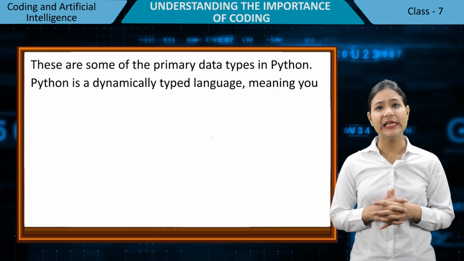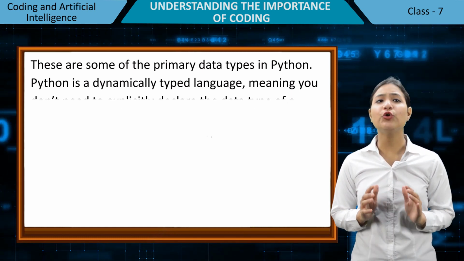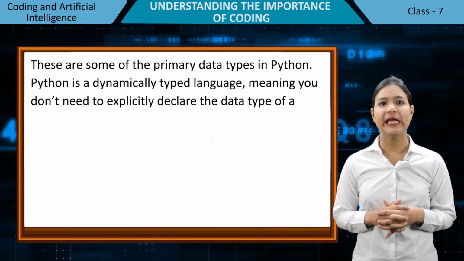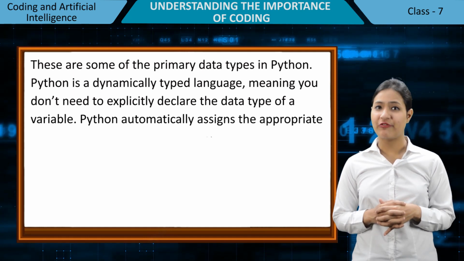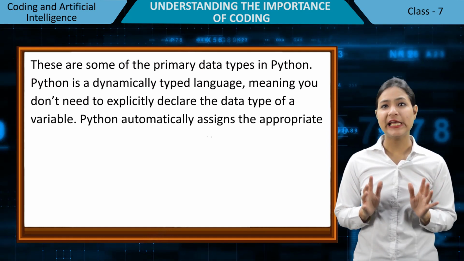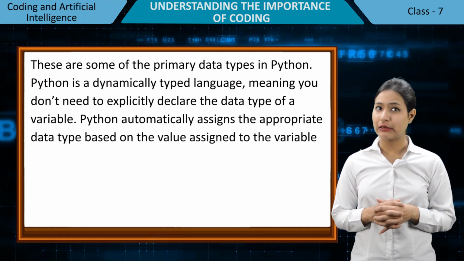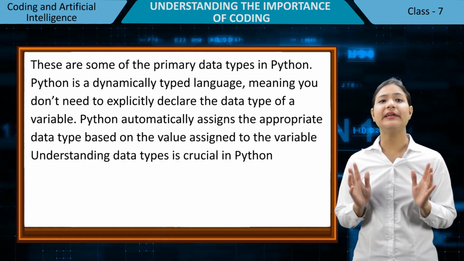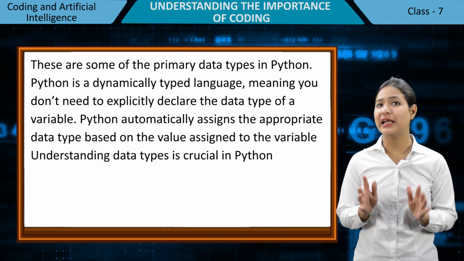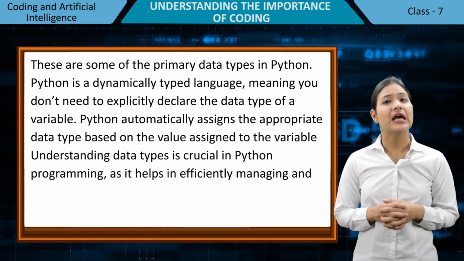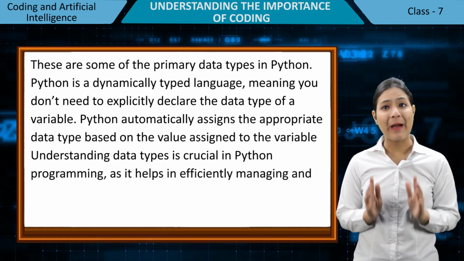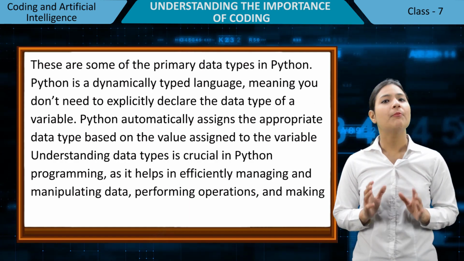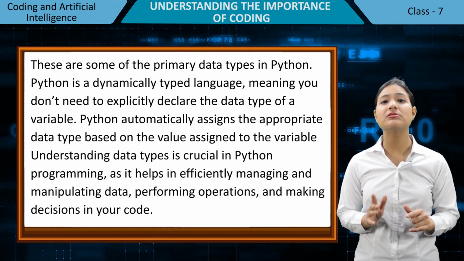Python is a dynamically typed language, meaning you don't need to explicitly declare the data type of a variable. Python automatically assigns the appropriate data type based on the value assigned to the variable. Understanding data types is crucial in Python programming as it helps in efficiently managing and manipulating data, performing operations and making decisions in your code.